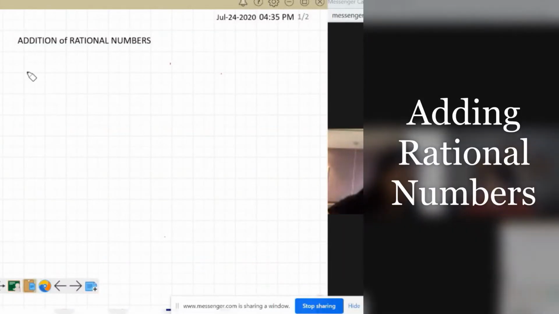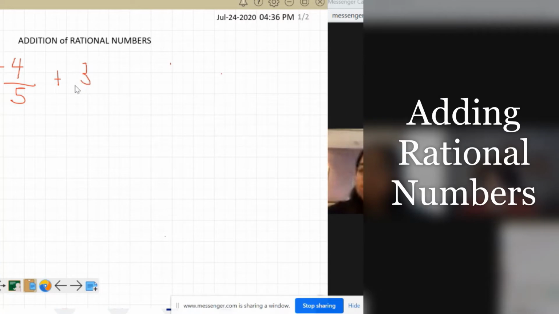Let's have some more examples of addition of rational numbers. So let's say we have negative 4 fifths plus a negative, a positive 3 sixths. Okay? So adding these two fractions, what are we going to do first?